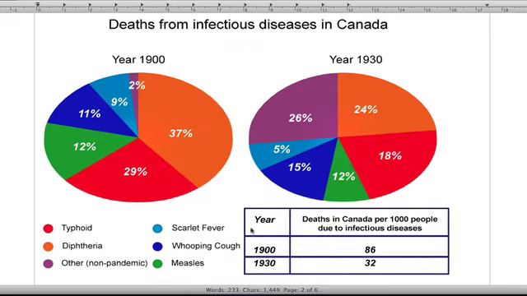the number of deaths due to measles remains stable, and infectious disease deaths under the category of other, non-pandemic, appears to grow. So the trends that exist here are fairly straightforward. However, if we look at our third data source, we are thrown a bit of a curveball. This data source shows overall death rates due to infectious diseases at the same 2 points in time seen in the pie charts, 1900 and 1930.